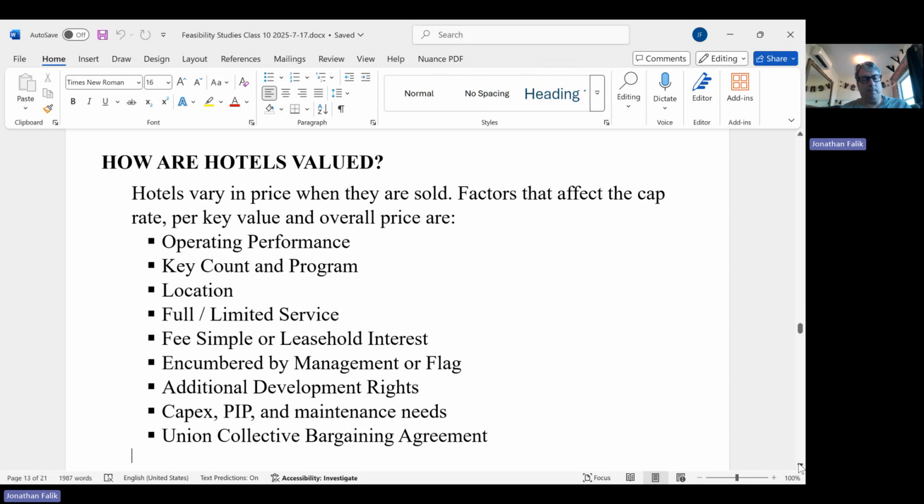What is the key count? What is the building program? So in addition to the number of room keys, how much meeting space is there? Is the meeting space good? Does the ballroom have high ceilings? Are there a lot of breakout rooms? What sort of restaurants are there? What sort of bars are there? All the things we've been talking about all semester, right?